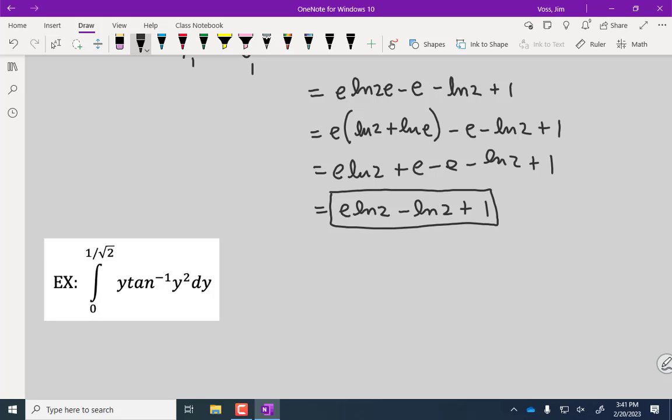So notice here that we put the e in front of the natural log of 2 to clarify that the piece inside the natural log is just the 2. So usually, as we're writing things out, we'll put logs last so that something that's not supposed to be in the log doesn't look like it's in the log.